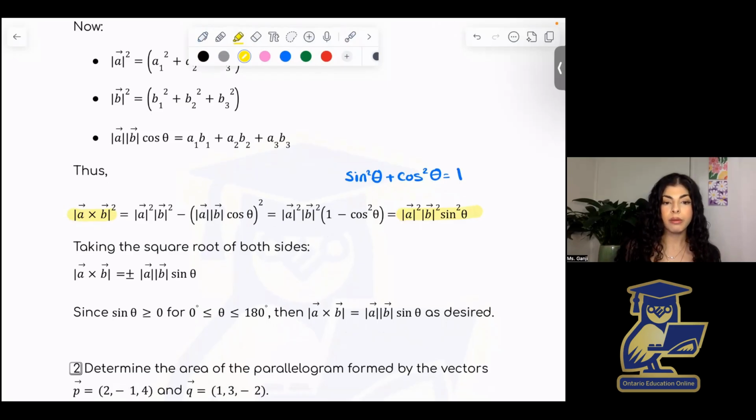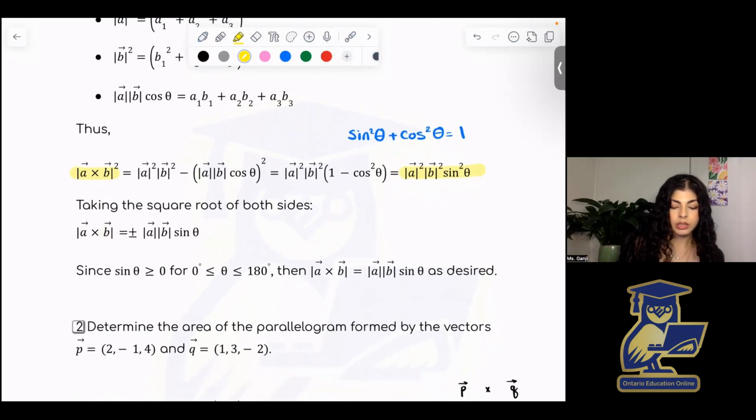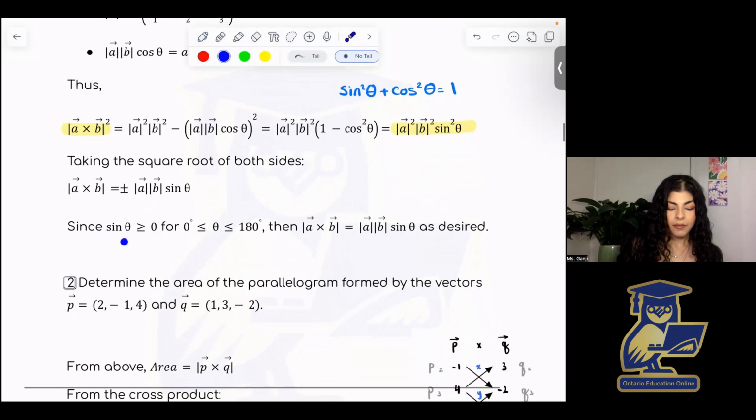So now taking the square root of both sides, this one is just the magnitude of A cross B because it's going to be positive anyway. But this side we have the plus or minus of magnitude of A, magnitude of B, and sine of theta. But remember, in a parallelogram, theta is between 0 and 180 degrees, or generally when we're working with vectors, we have this property that we've been working with. So for these values of theta, sine of theta is greater than or equal to 0. So then we don't need to consider the negative value here.